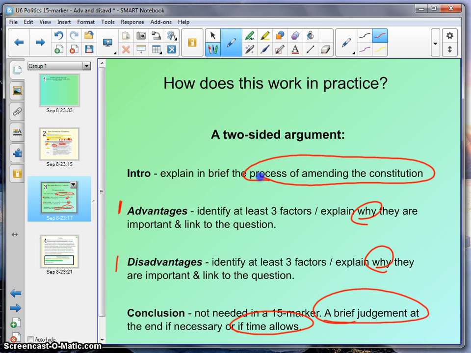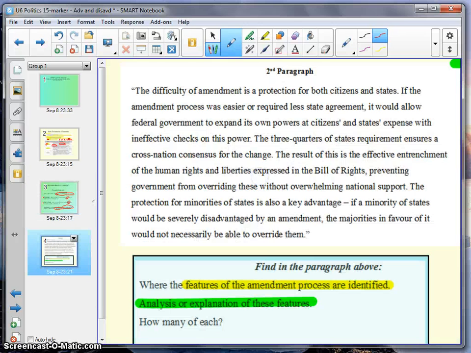Let's look at a paragraph in practice of this particular essay, and this is one the board has provided for this particular question, and I've just taken a paragraph out of the model answer from this candidate, and it's a good paragraph. It does an awful lot really well, and what I'm trying to point out is where the features in the amendment process are identified, and where the analysis or explanation of these features is, and how many of each.